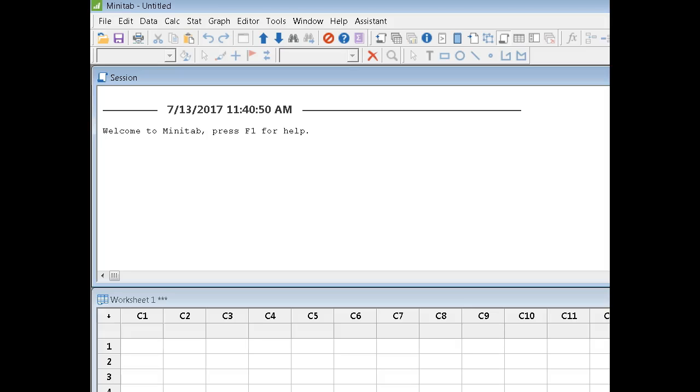Okay, let's have a look at how we would get a confidence interval on a population mean when our sample size is large, or when we know the true population standard deviation.